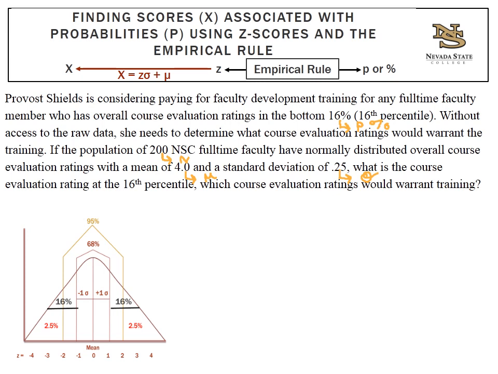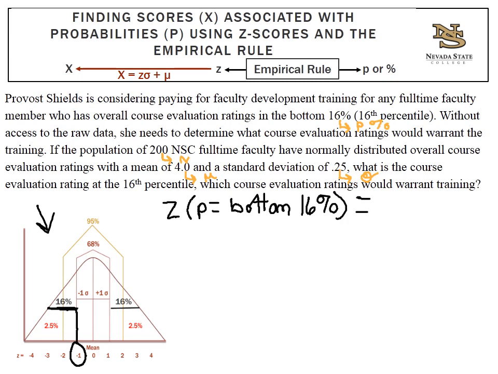All right, so in this case, let's take a look. If we go here, we would know that we're looking at the bottom 16%. So where is that in this beautiful empirical rule graph here? Well, this is the bottom 16%. That represents a z-score of -1, right? That's the cutoff for the bottom 16%. So if we follow from the right to the left in our little flow chart up there, going from P to Z, we know we're looking at a z-score that represents P equals bottom 16%. It's not 1, it's -1.